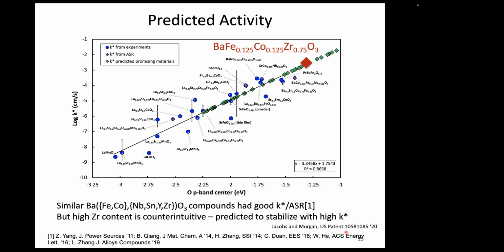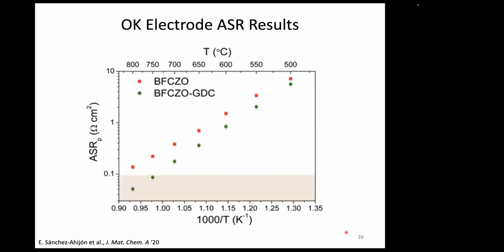So we went out and we made this material, and we actually measured its area-specific resistance. This is actually how well it would work in a fuel cell. So we call it BFCZO. Here it is with a gadolinium doped ceria electrolyte. That's these green dots versus inverse temperature. The orange area is kind of where you want to be. That's your sweet spot to be commercially viable. If your area-specific resistance is not below 0.1, no one's going to even consider it. And you can see at 800 Celsius, even 750 Celsius, we do make it into that range.